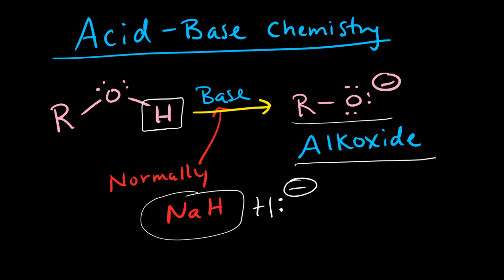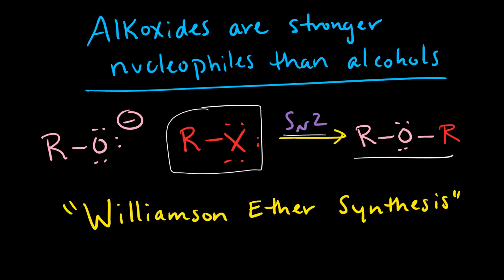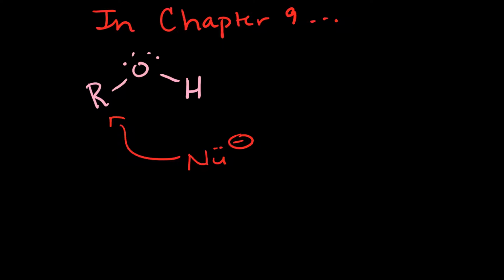And so you can get the alkoxide, which is a strong nucleophile. Then that nucleophile can attack an alkyl halide via SN2 substitution, also to give an ether product. And this particular reaction has a name. It's called the Williamson ether synthesis. It's really nothing new. You've already seen this in the previous chapters, I think chapter 7, but now we're giving it a name. In this chapter, we're going to look at nucleophilic attack at this electrophilic carbon here.